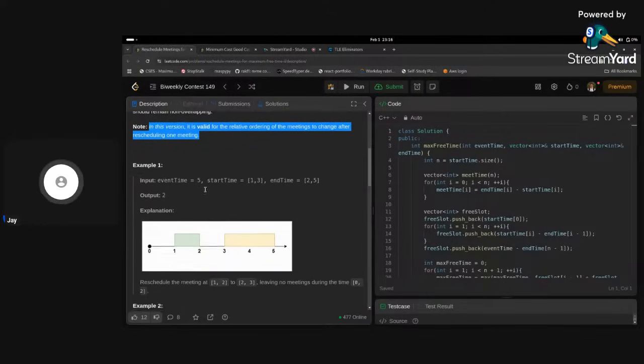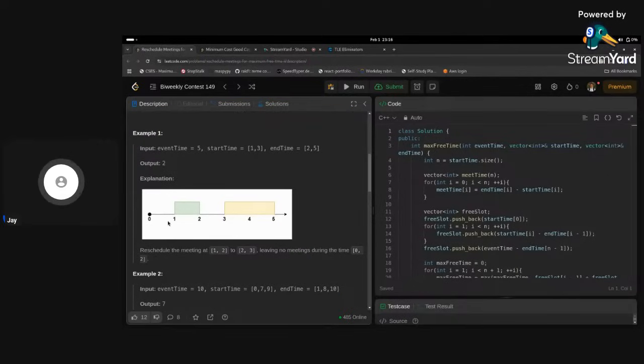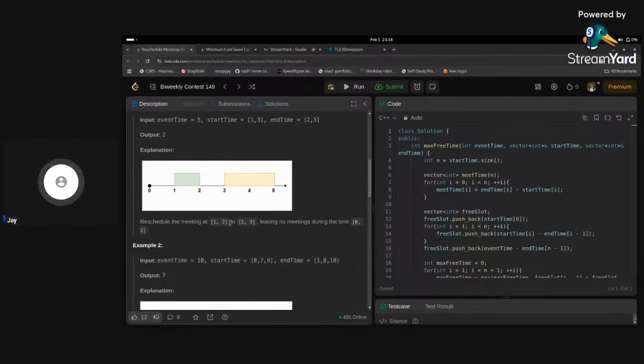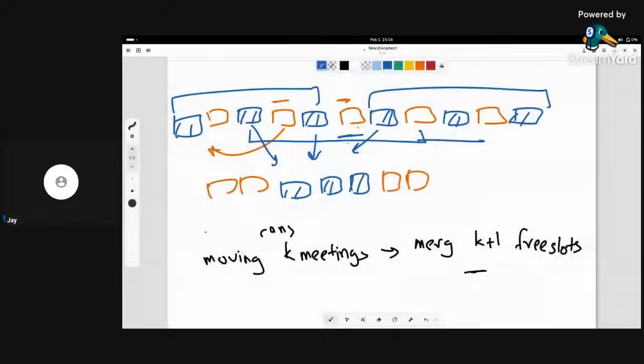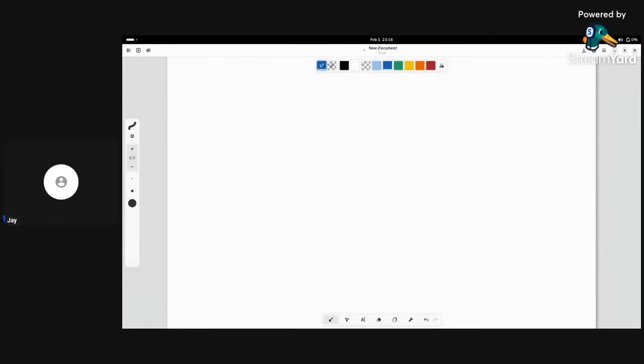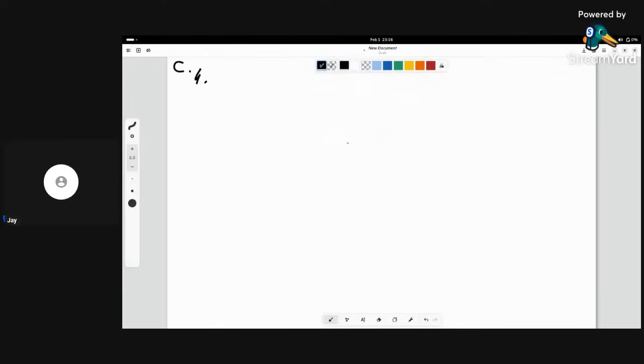So let's look at a problem. I guess the first test case is very similar to the previous one, so I won't go over it. Over here, you have meetings 1 to 2 and 3 to 5. So you could just put this 1 to 2 meeting to the left or right, and that would give you a free slot of size 2. Let's look at the second test case. That would be more representative of what's different in this problem. So we are discussing problem C, the third problem.